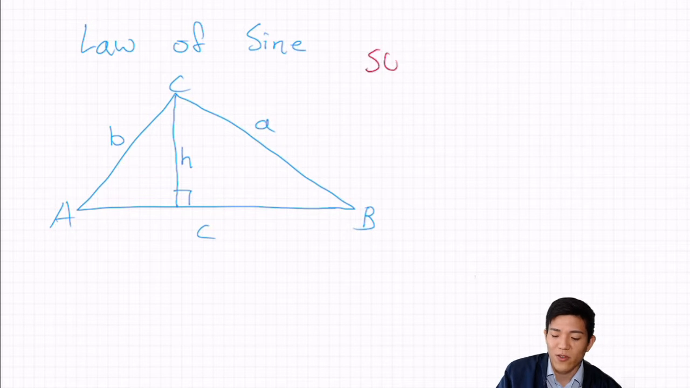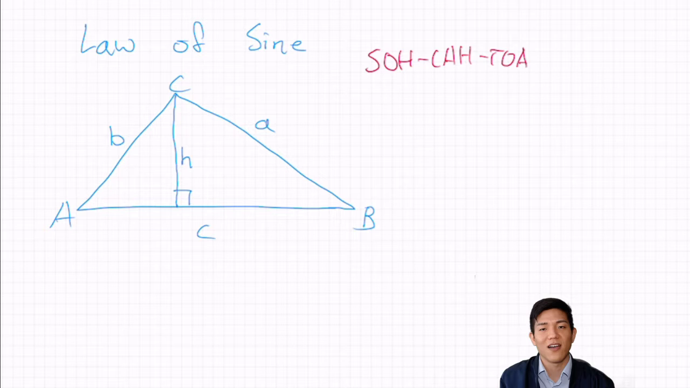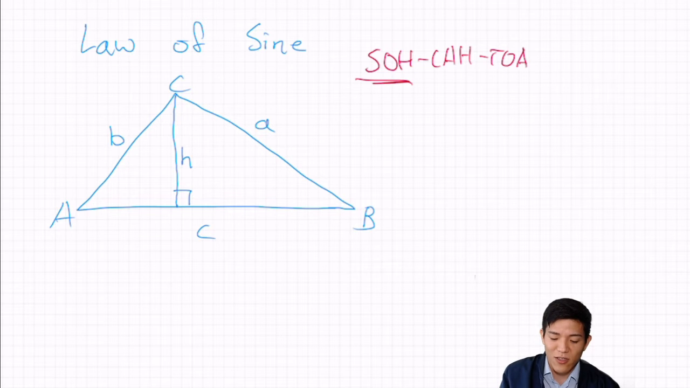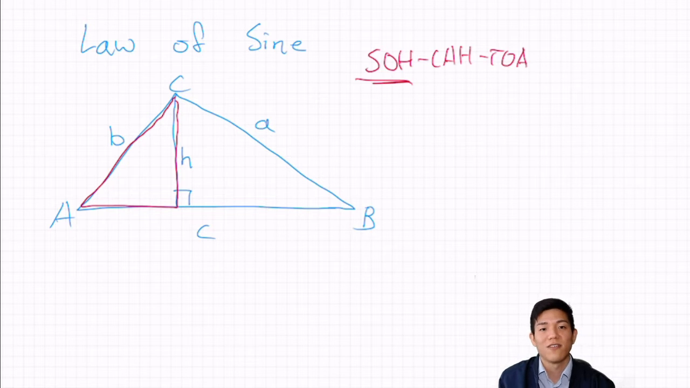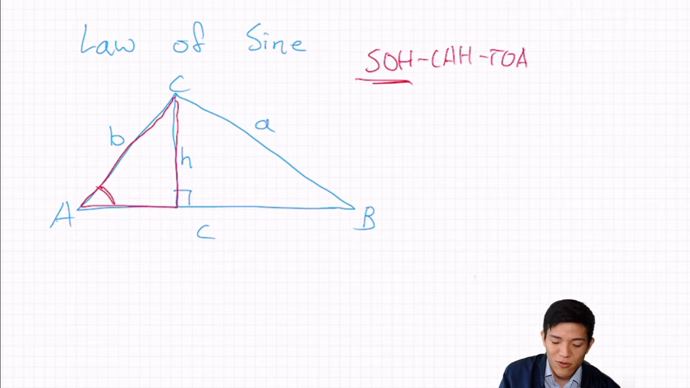So let me write here SOHCAHTOA. And since we're talking about the law of sines, obviously we're going to look at the SOH, not the CAH or TOA. So sine equals opposite over hypotenuse. Okay, so first let's take a look at this smaller right triangle on the left, in relation to angle A.